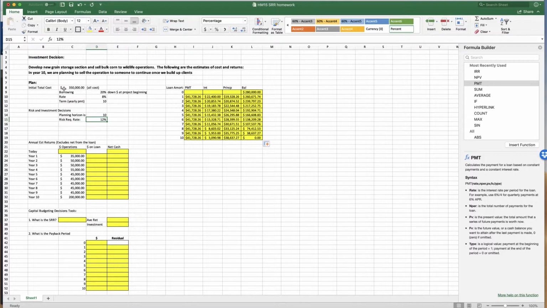All right, so these are typical things that you know. You know what you're going to have to put down up front and maybe borrow. You need to also know what your risk is in the planning horizon. Then the last thing you need to be able to do is estimate these returns. So I've got these already given to you.